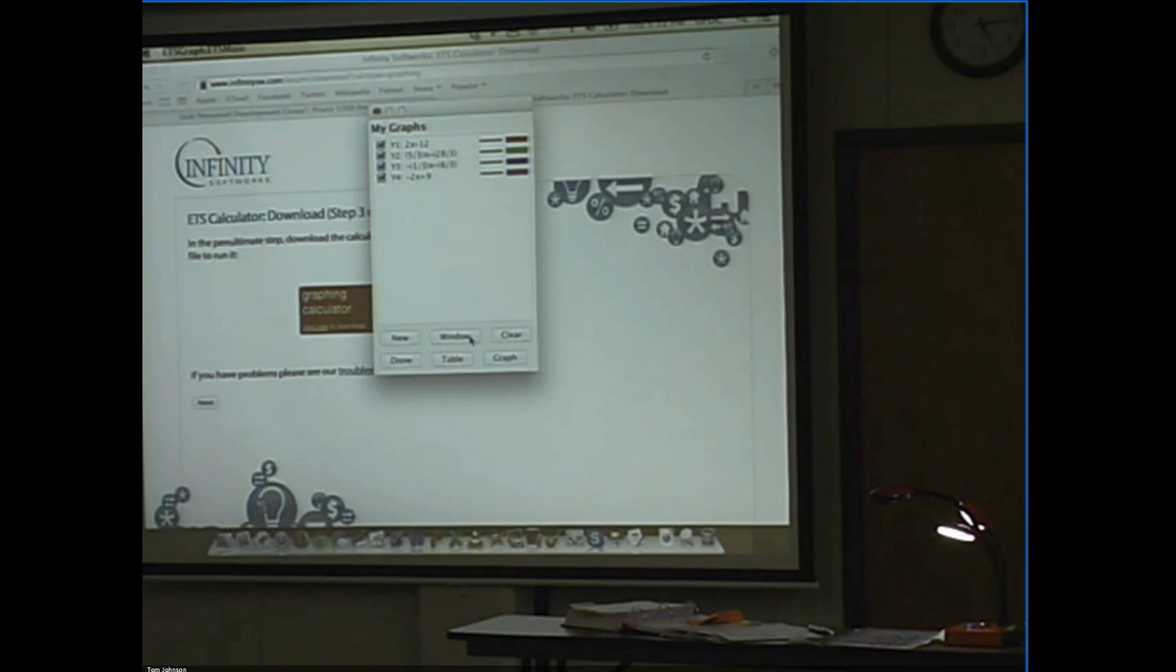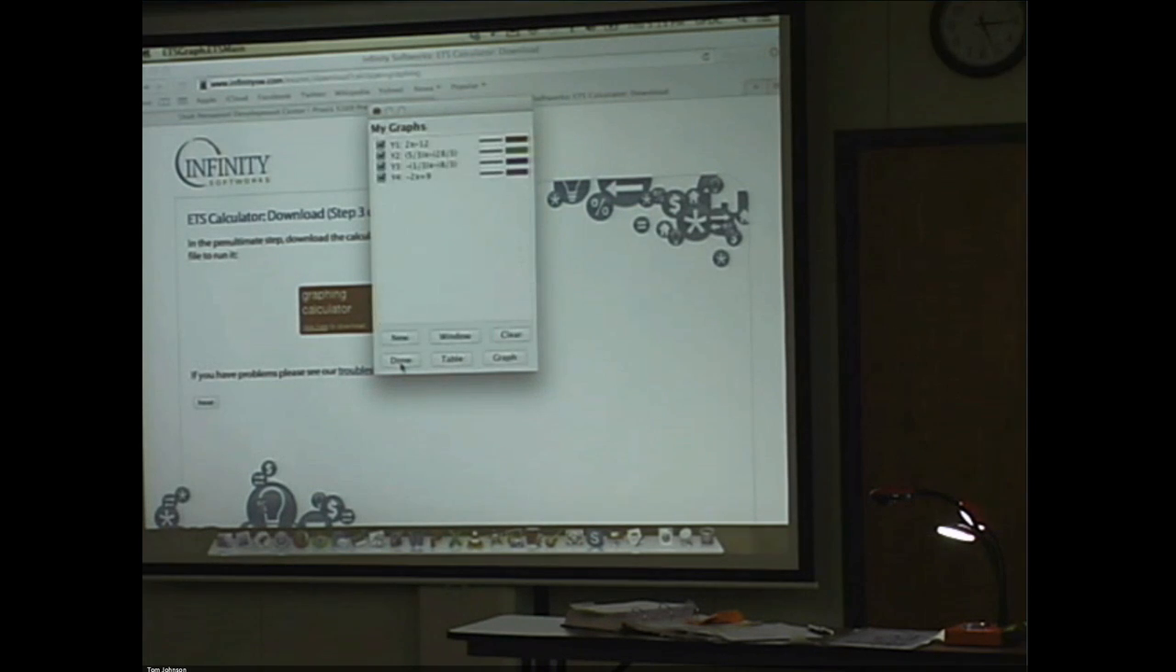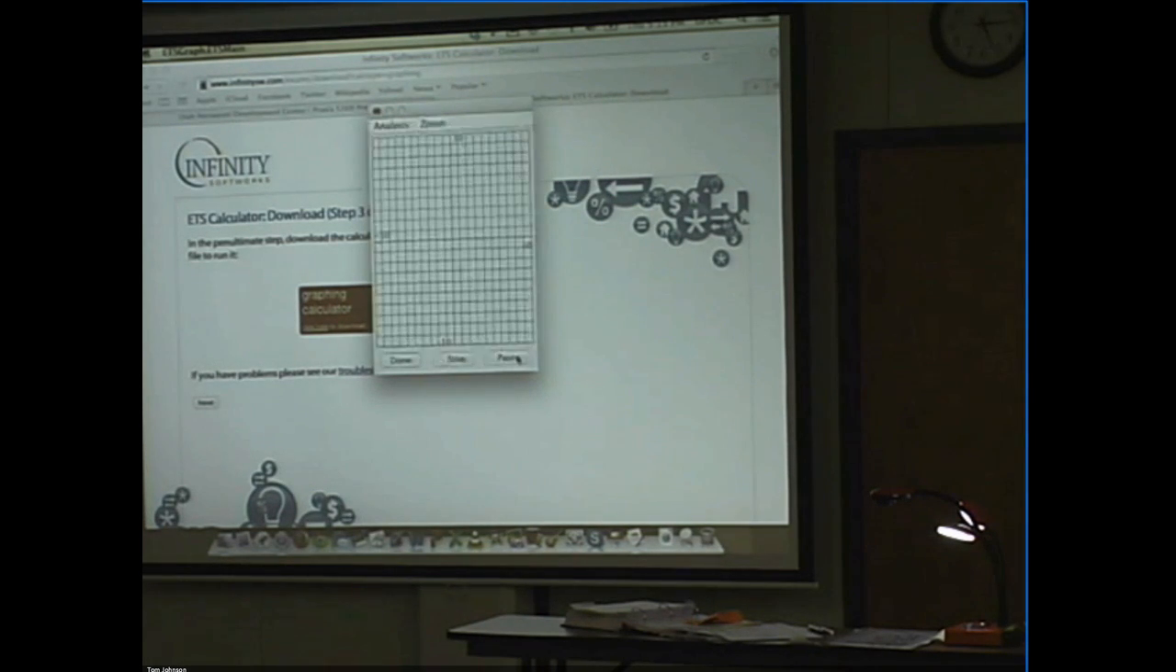If we want to change the window, right here we can see it's going from negative 6.5 to 6.5. I'm actually going to take it out to negative 10. Y minimum, negative 10 to 10. I want it to count by 2s. I want to be able to see the axes. So I'm going to go ahead and click OK now, and we're going to go ahead and graph.